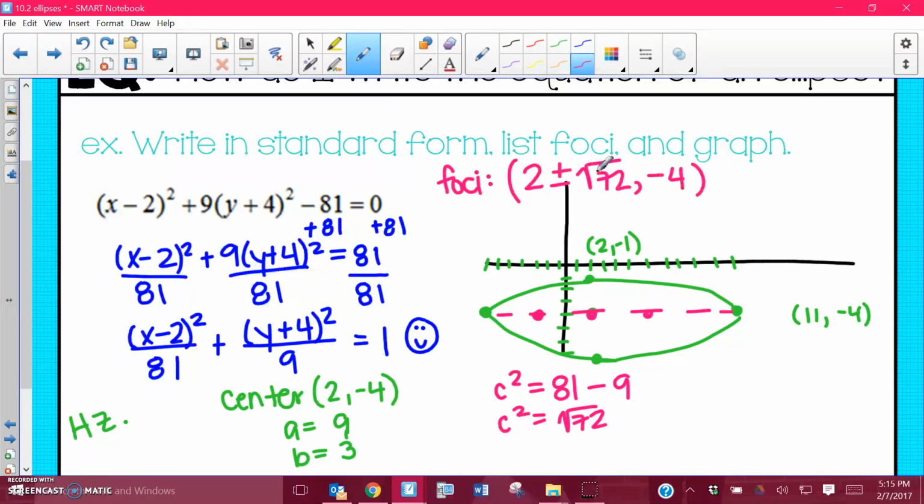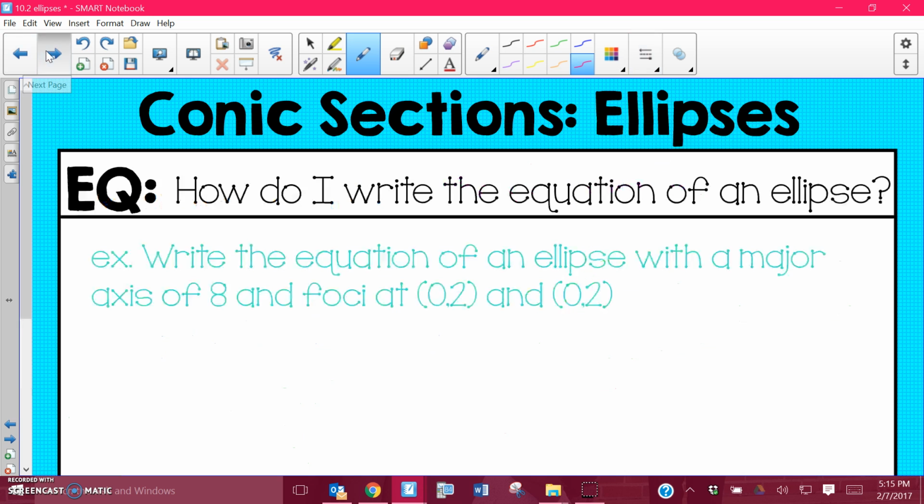Okay, so again, you can just write it like that, especially if it's not a pretty number. I don't want you to have to add or subtract crazy decimal things. So again, think about what your horizontal major axis is and what your focal length is. Okay, let's do another example problem.